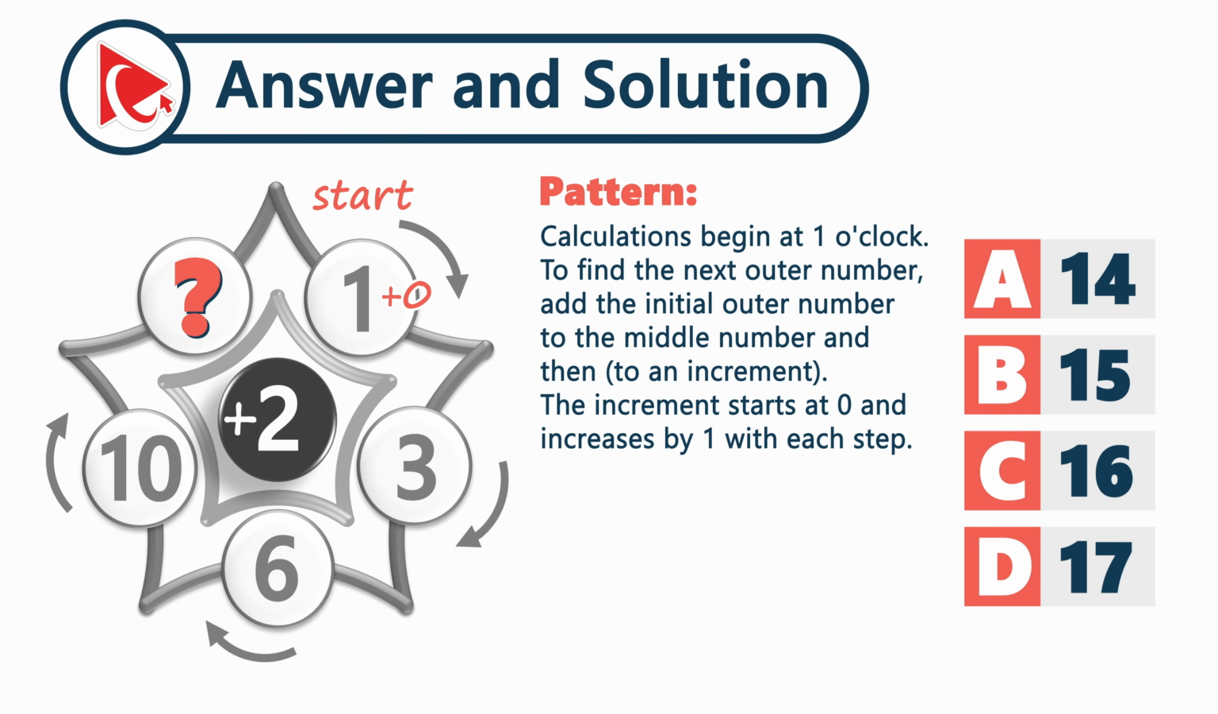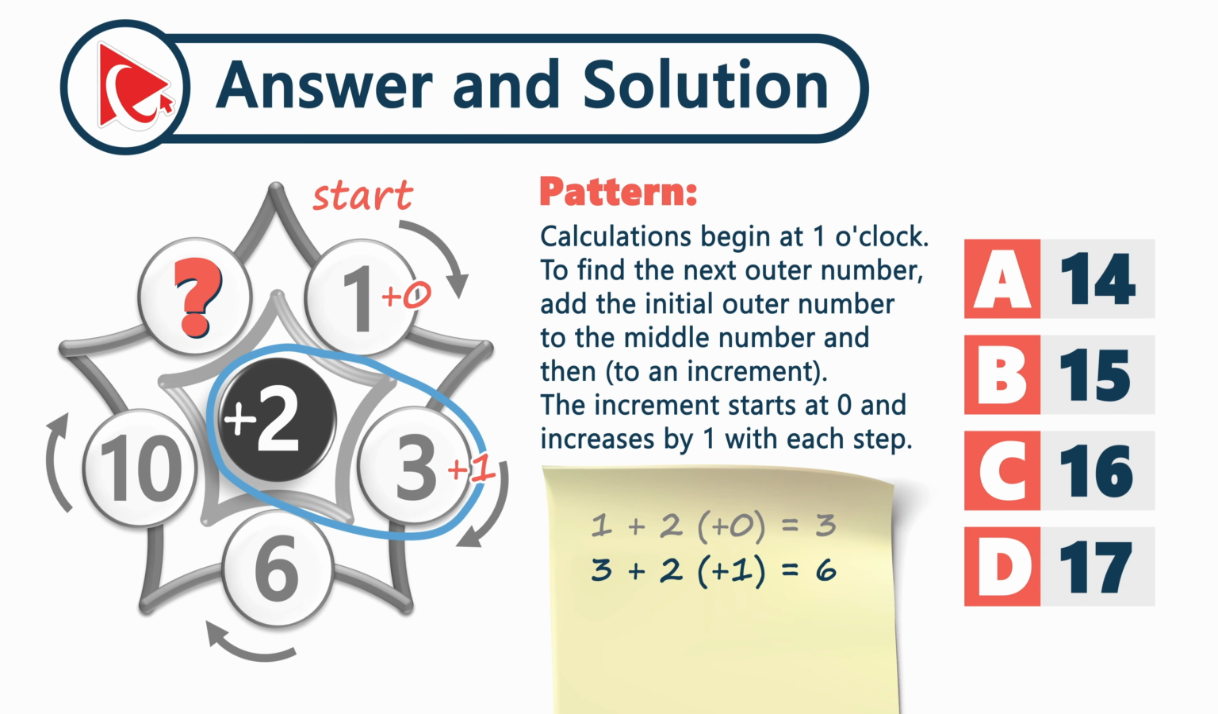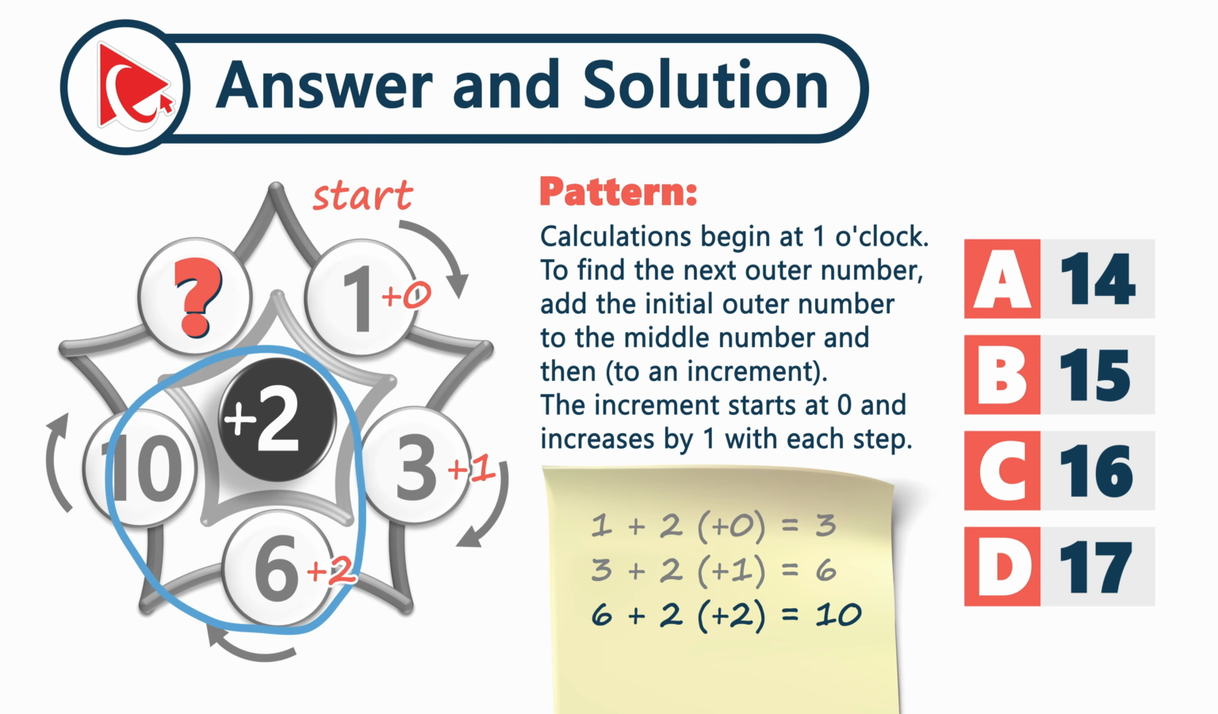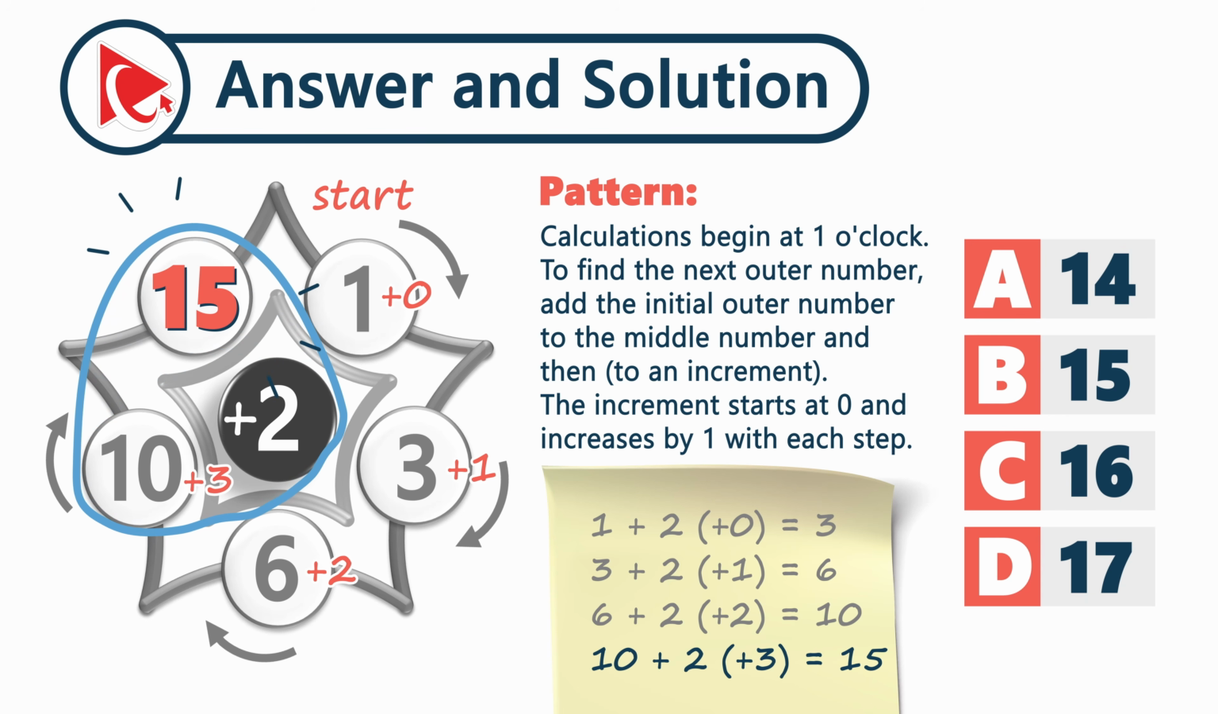Let's look at the example. 1 plus 2 plus 0, which is the increment, equals 3, which is the next number. 3 plus 2 plus 1, which is the next increment, equals 6. 6 plus 2 plus 2 equals 10. And you know what time it is? It's the magic time to calculate the missing number. 10 plus 2 plus 3 equals 15. So the correct answer here is choice B, 15.